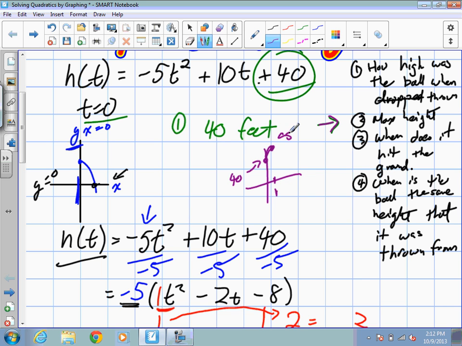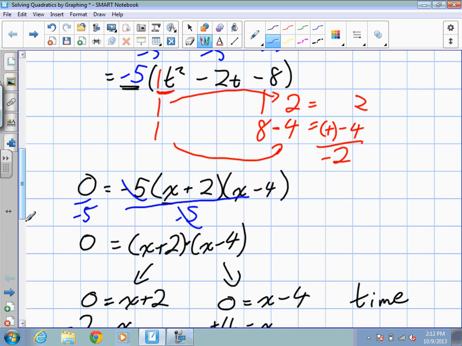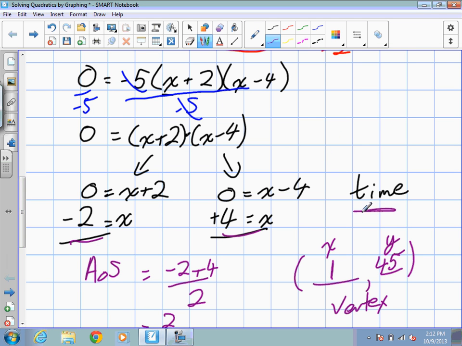Now, the third question says, when does it hit the ground? And this is what I was referring to earlier. The ground is represented by what height normally? 0. So when we find the x-intercepts, and we were talking about time, when does it hit the ground? Negative 2 and 4. Okay, so what does that mean? Negative 2. What does negative 2 talk about? Negative 2 of time.